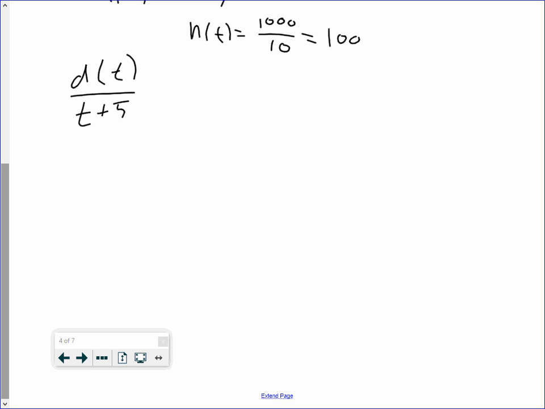It says that t plus 5 is in the form x minus a. It's in that same form. I can just use synthetic division here.